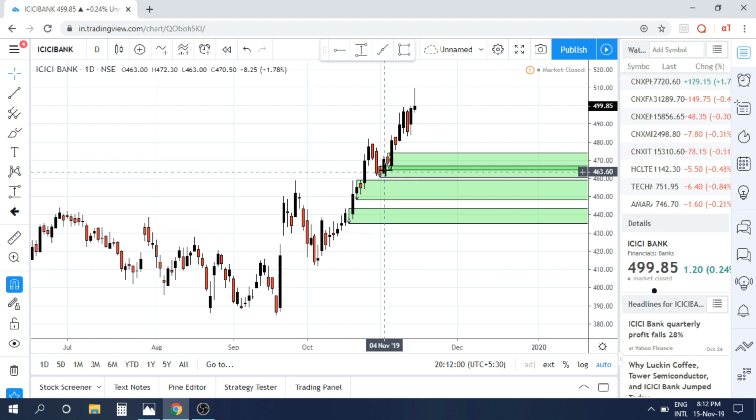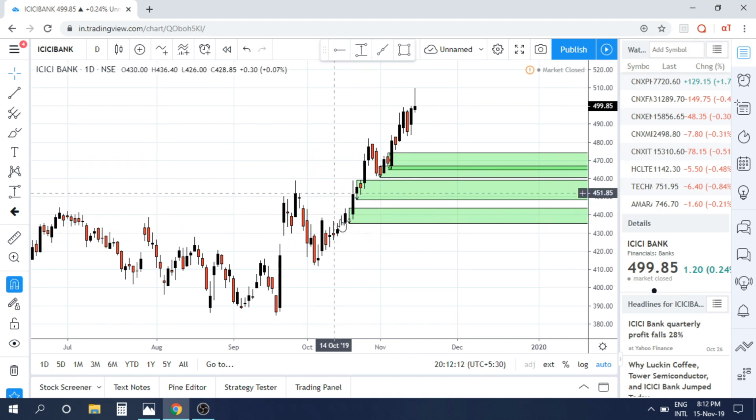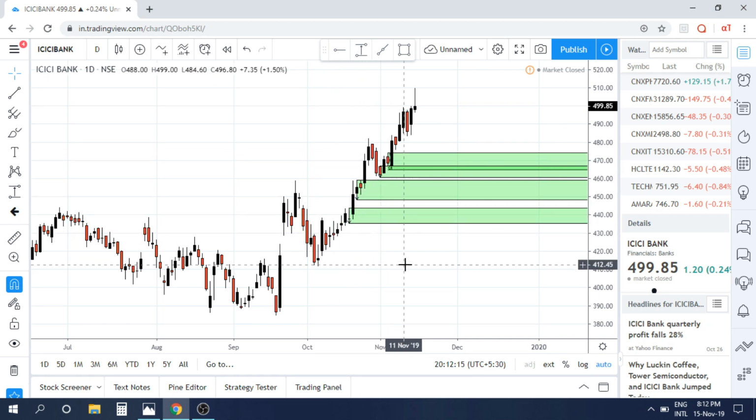So among the zones that I have plotted on the screen, these two together are stacked zones. The second one and the third one from the top can also be considered stacked zones, but the third and the fourth, having some distance between them, some white space between them, would not be considered stacked zones.